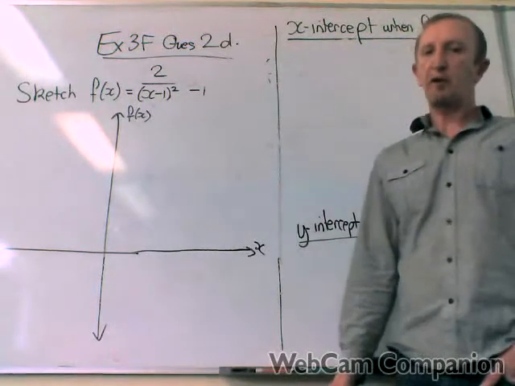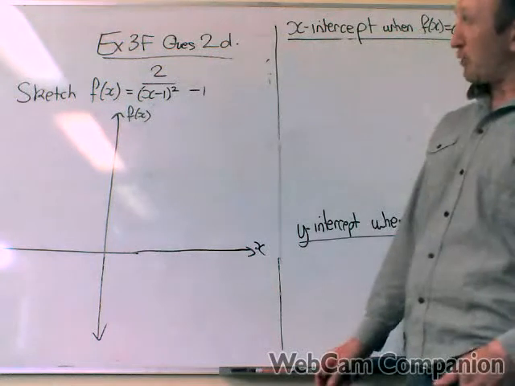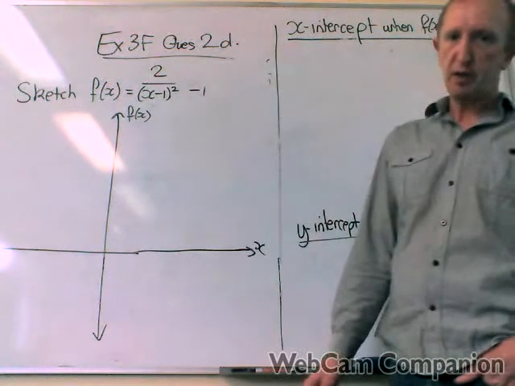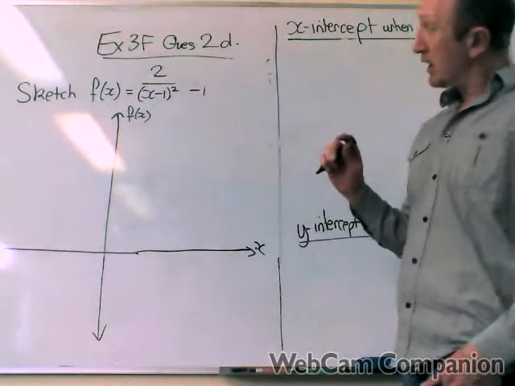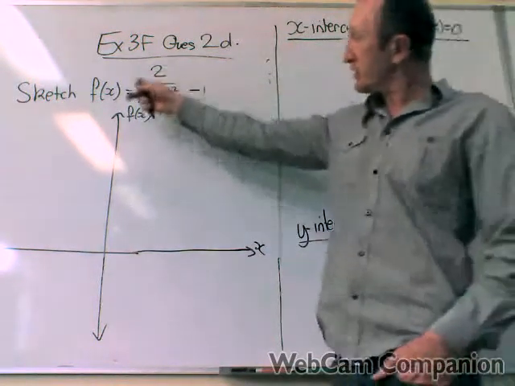Okay, we're looking at a graphing problem. It's a question from exercise 3F, question 2D. And in this question it's asked us to sketch this graph by hand. This is the function that we're sketching.